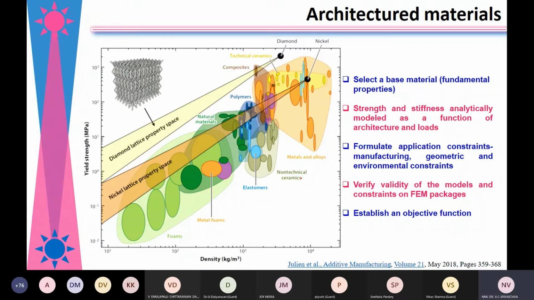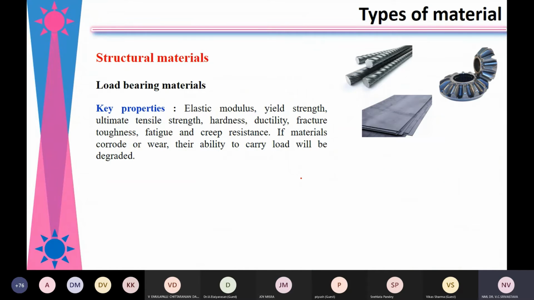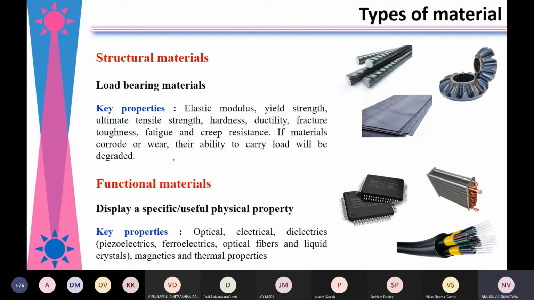Overall, we can say that there are two types of materials. One is structural materials, which we call load-bearing materials, where the key properties are elastic modulus, yield strain, and so on. Corrosion and wear can also be considered in the area of load-bearing materials, because they deteriorate the properties of the materials. The other materials are functional materials, where optical properties, electrical properties like conductivity and resistivity, and magnetic properties are considered.